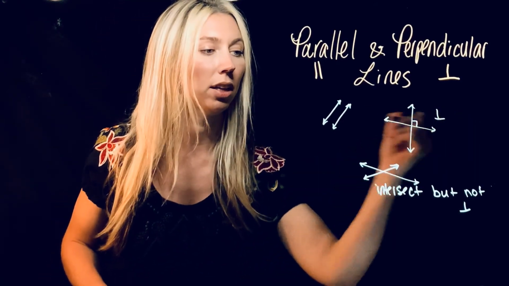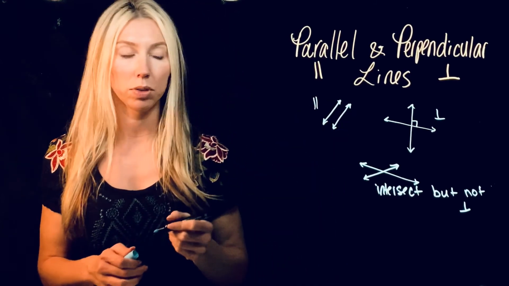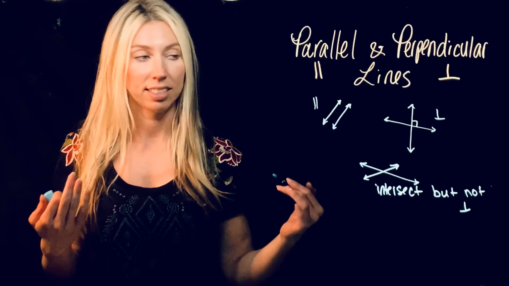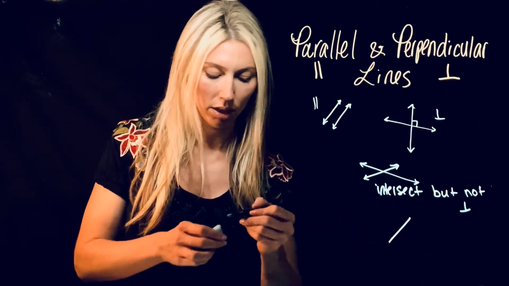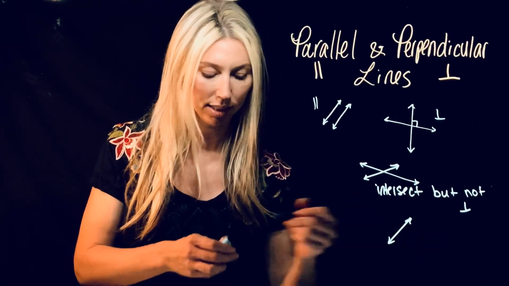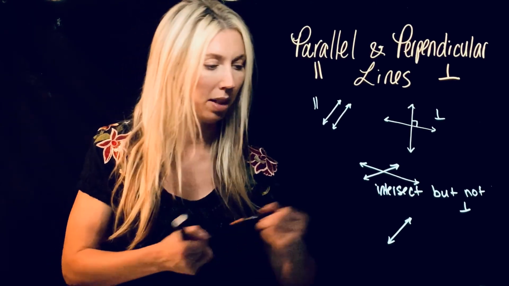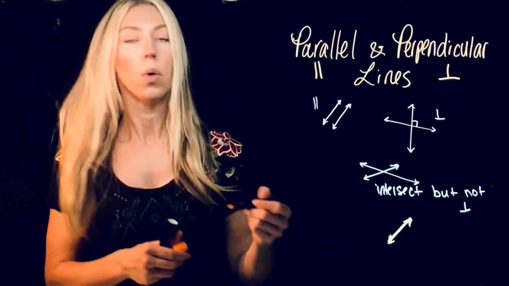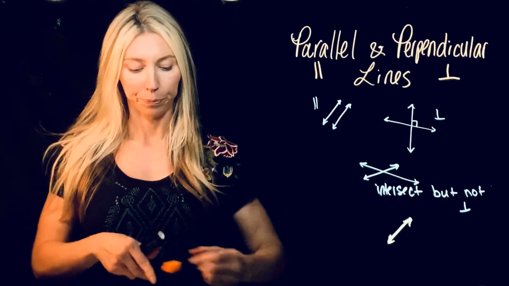So these are perpendicular and then these are parallel. Those are the symbols. We also have things when they're the exact same line. So literally you would have a line like this and you would have the exact same line right on top of it. So we have some things we can talk about with them.